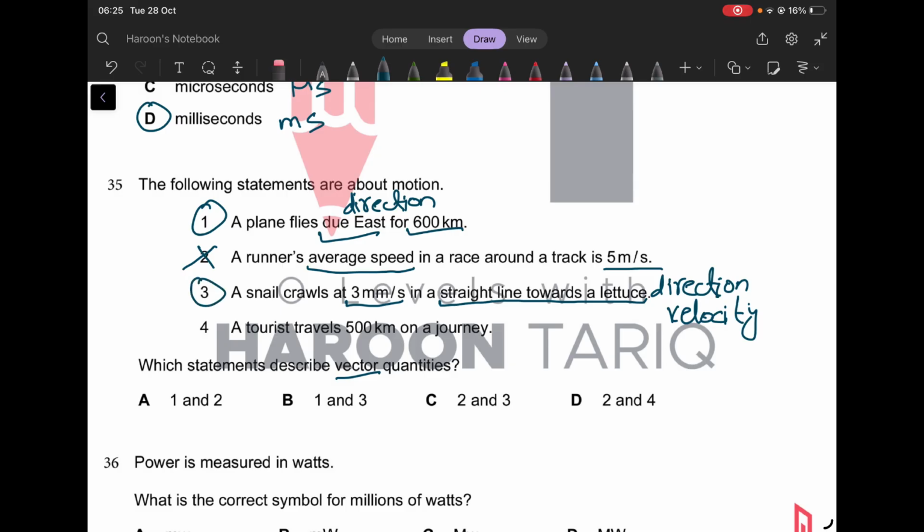A tourist travels 500 kilometers. This is just length. So this length is scalar. So 1 and 3 is what we are looking for. B has to be the correct answer.